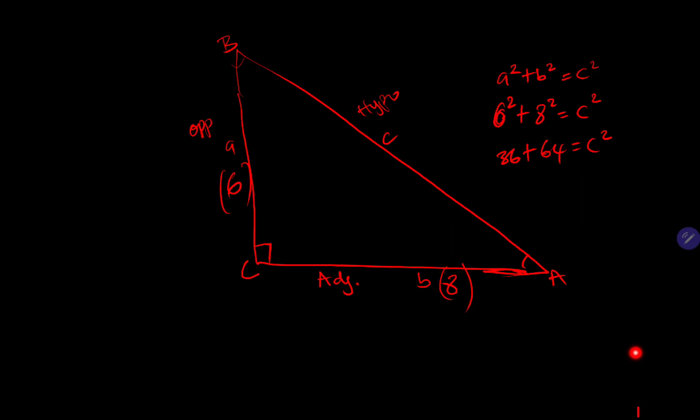Okay, then 64 plus 36, this should be 100, is equal to c squared. Now to get what c is, you have to take the square root of both sides. So if you take the square root of both sides, you're going to have the square root of 100 is 10. So c is equal to 10. So here automatically becomes 10.